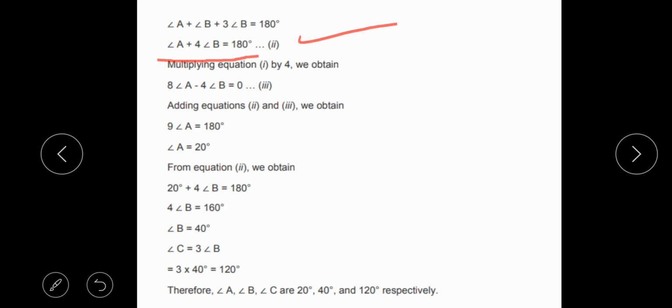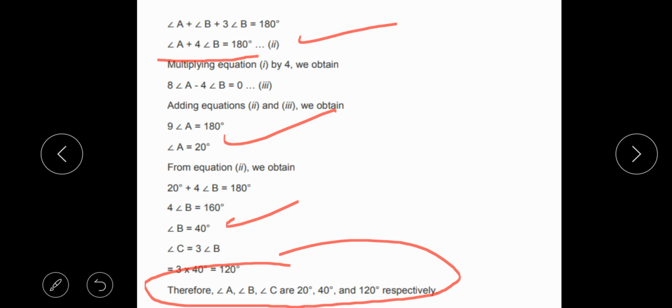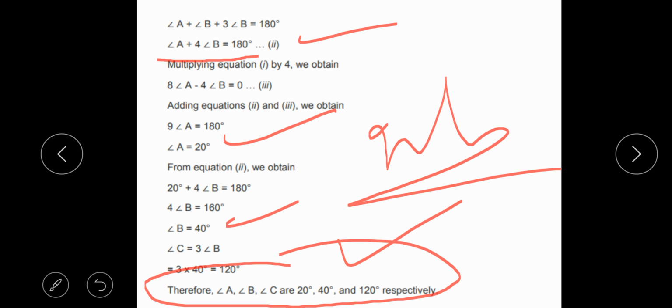Now we can solve by using any one method. You have 3 methods, that are elimination method, substitution method, or cross multiplication method. You can solve by using any one method. After solving, you will get the value of angle A and angle B also. Then put the value of angle A and B in angle C is equal to 3 times of angle B, you will get angle C also. Therefore at last angle A, B, C are 20 degree, 40 degree, and 120 degree respectively. This is again a very important question that I told you earlier.